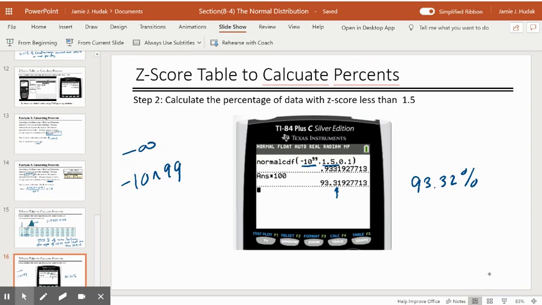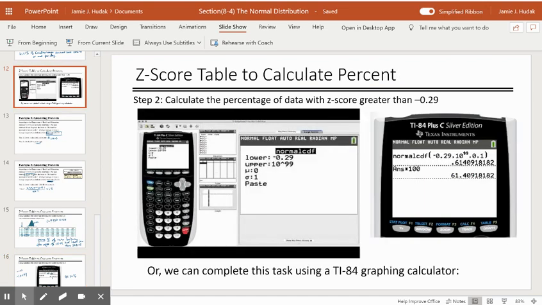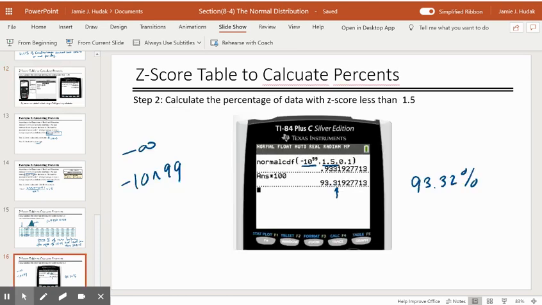So my normal CDF is going from negative infinity to 1.5, and we just leave 0 as the mean and 1 as the standard deviation. If I go back to the previous example, because we were interested in shading to the right, we have our lower level as our z-score and our upper level as infinity. So we put positive 10 to the 99th power. So those are the only notation things we have to enter correctly with our calculators.